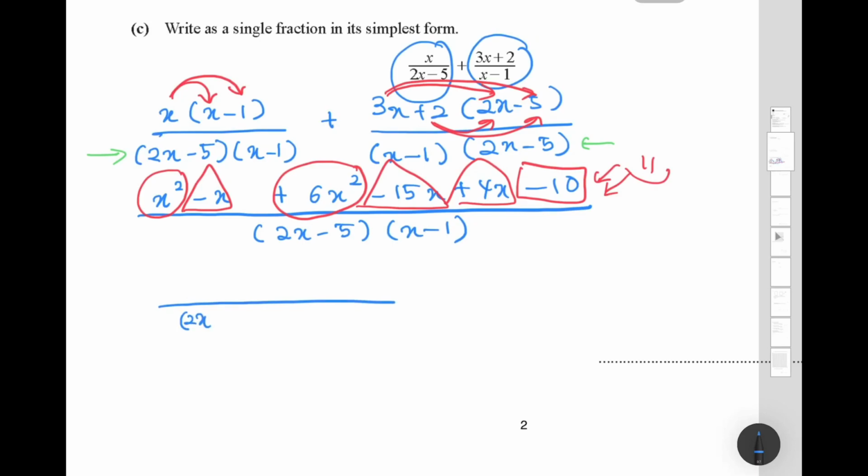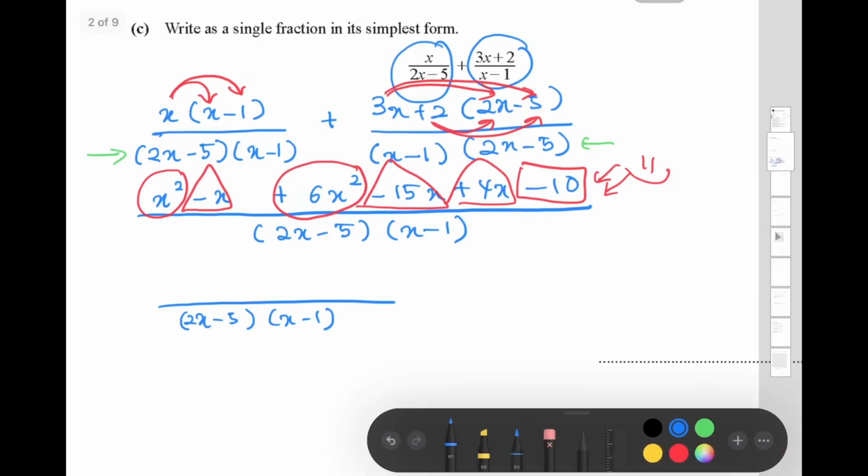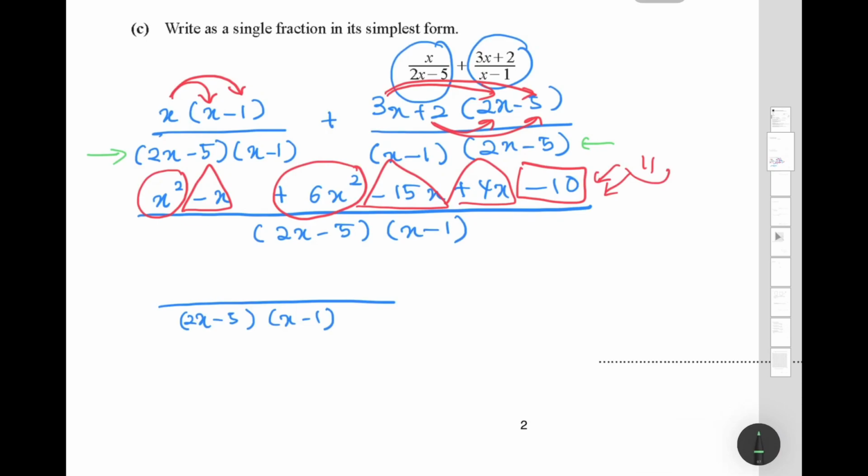I just write the denominator straight away, 2x minus 5 and x minus 1. So x squared plus 6x squared. I'm going to use a different pen for this so we can see. X squared plus 6x squared will give us 7x squared. And then minus x minus 15x will give you minus 16x. And minus 16x plus 4x is minus 12x.